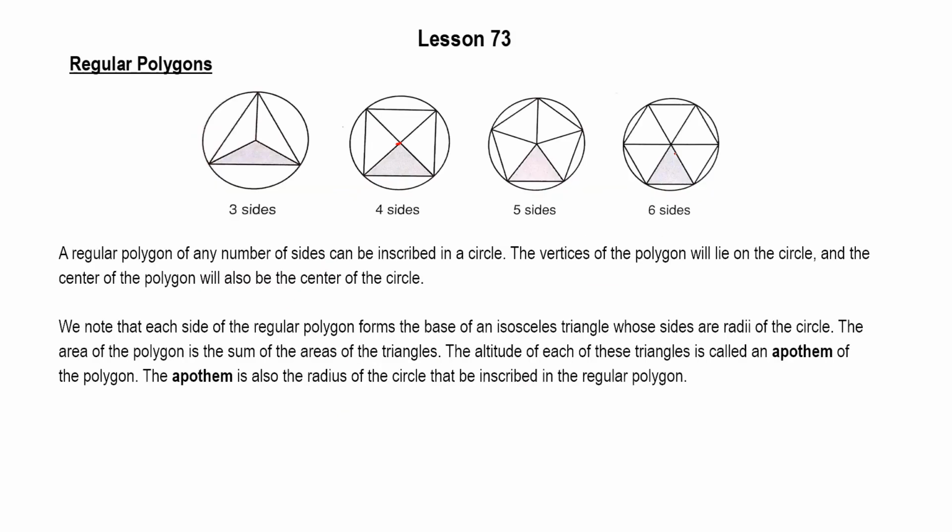Okay, so we're looking at regular polygons. A regular polygon is just a polygon that has all equal sides and all equal angles. And we're going to be learning how to find the area and the perimeter of a regular polygon inscribed in a circle.